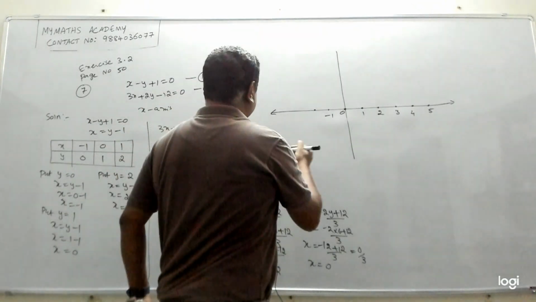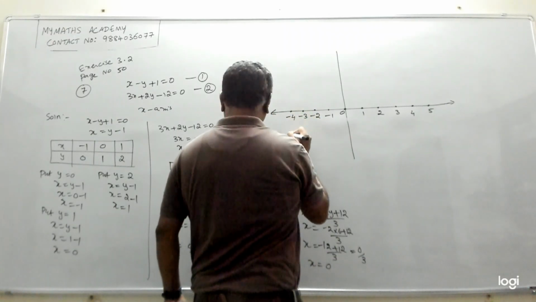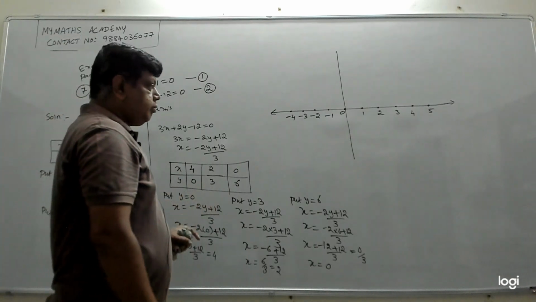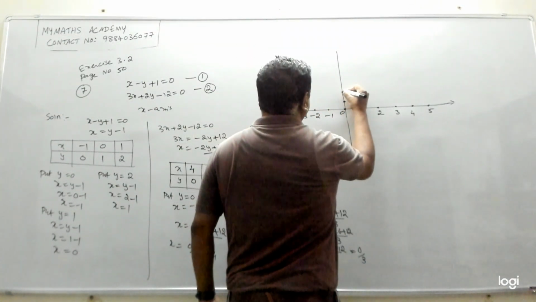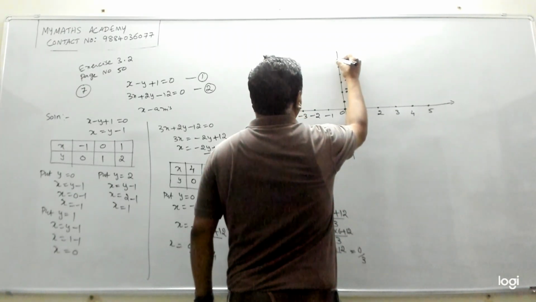Now here it is 4, so we can just go by 1 unit. 3, 4. Now what is the value for y? Maximum 6. Right? So which means we can also go by 1, 1 here also. 1, 2, 3, because we can easily get 6 here.